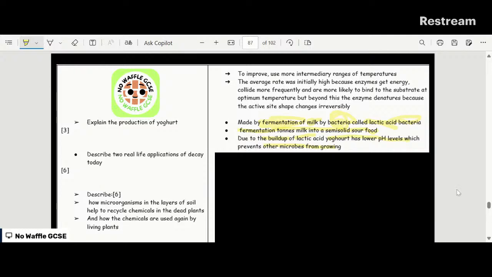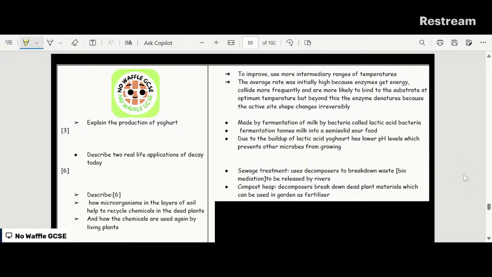Okay. Next, describe two real life applications of decay today. So this could be in your peat bogs or it could be in any other system that you're aware of. So you've got sewage treatment. Sewage treatment uses decomposers to break down waste.